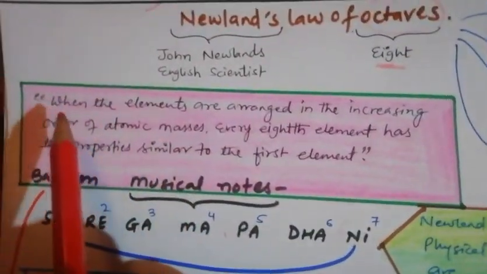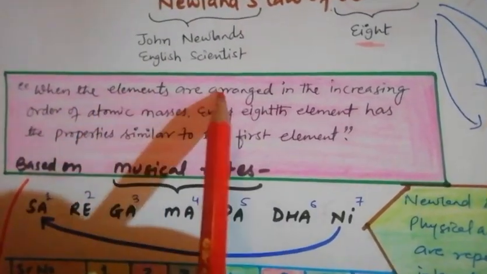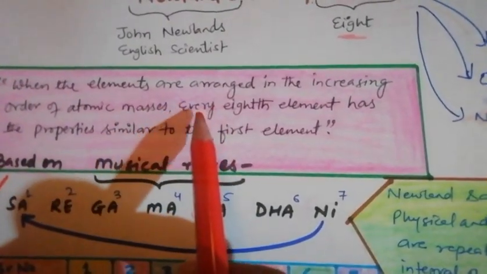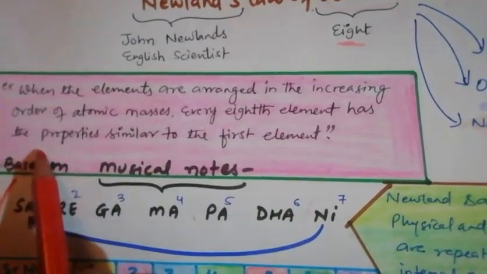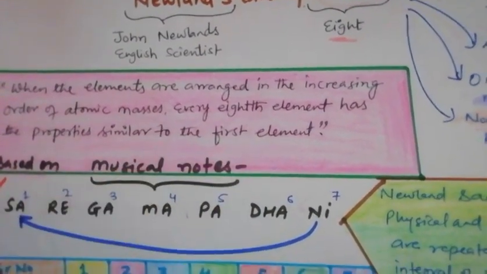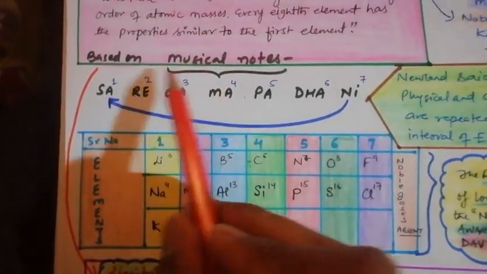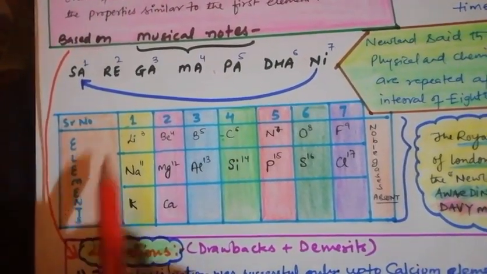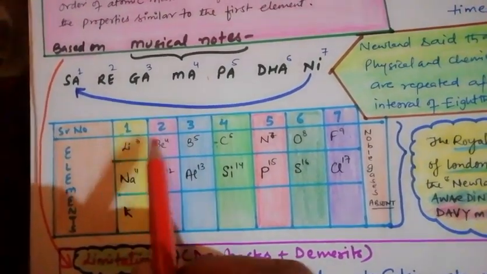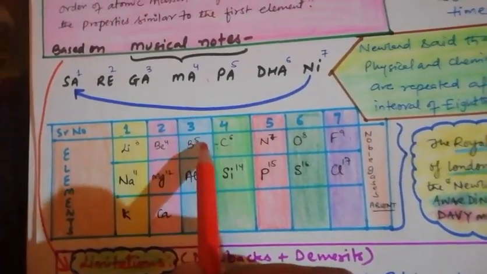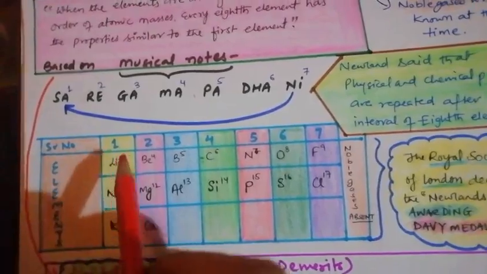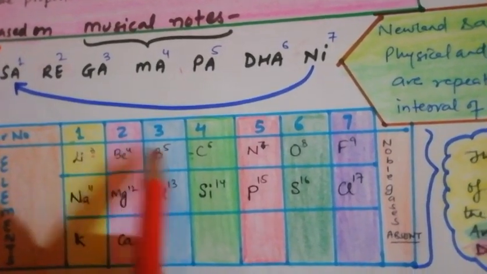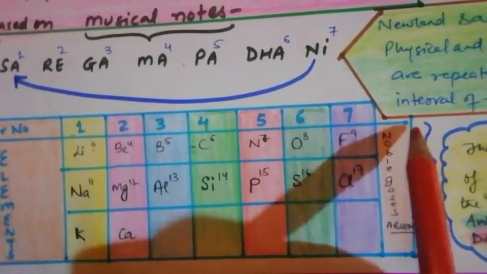So let's first discuss the Newlands law of octaves. When the elements are arranged in increasing order of atomic mass, he found that every 8th element has a property similar to the first element. Let's see how it works, based on musical notes, as I said. According to his table, he found lithium with mass number 3, beryllium 4. So you can see lithium, beryllium, boron, carbon, nitrogen, oxygen, fluorine. There was no noble gas, so no neon.